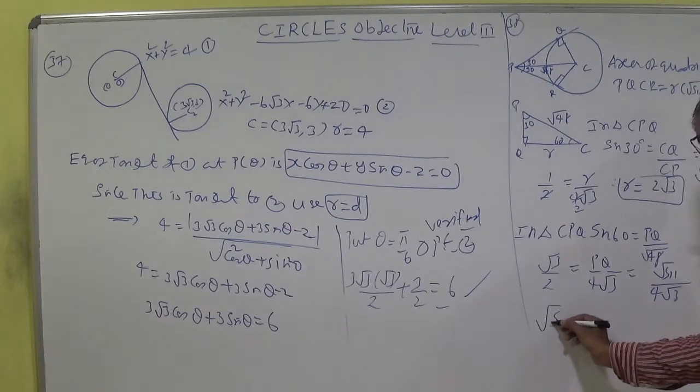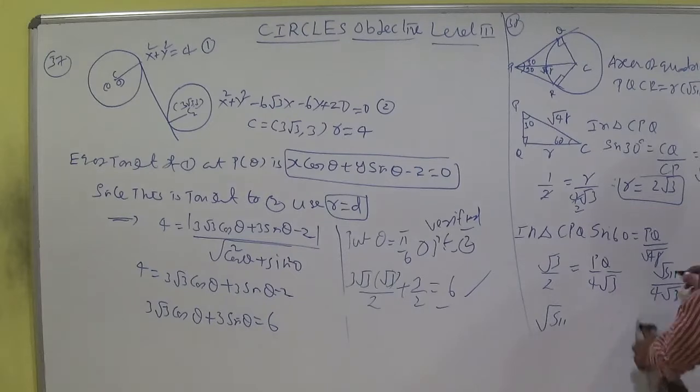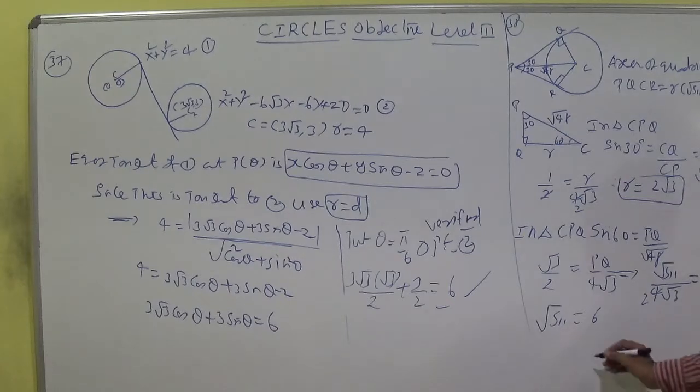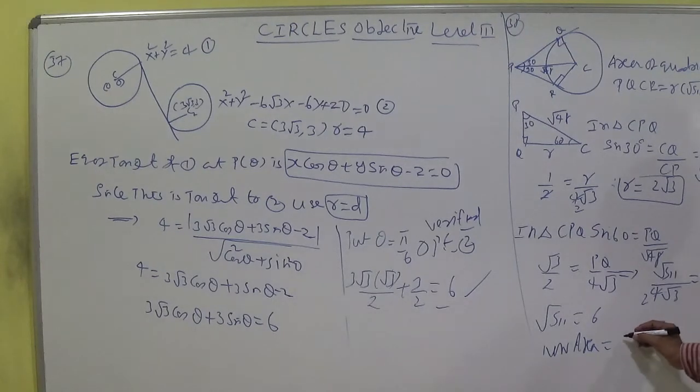That implies PQ by 4 root 3 is equal to root 3 by 2. This will give the answer like this: root 3 into root 3 is 3, 3 2s are 6, so PQ equals 6. Now, the area of quadrilateral formula we also discussed in the IP: R into PQ. What is R here? 2 root 3. What is PQ? 6. 6 2s are 12, so 12 root 3 is the area of the quadrilateral, according to the third option.